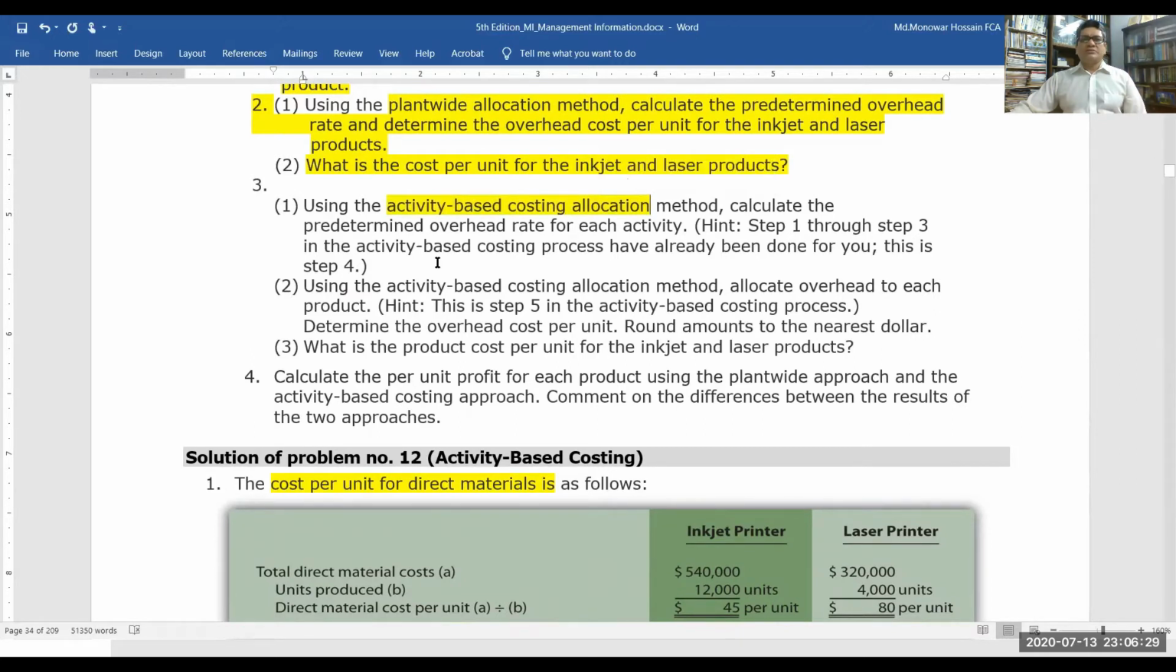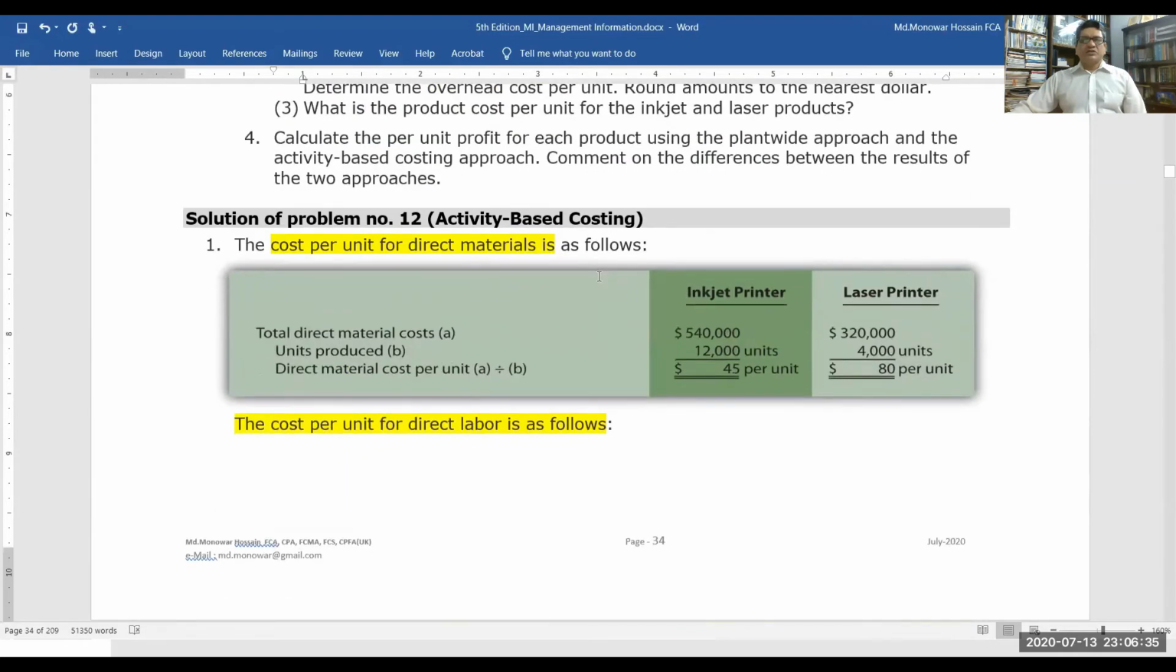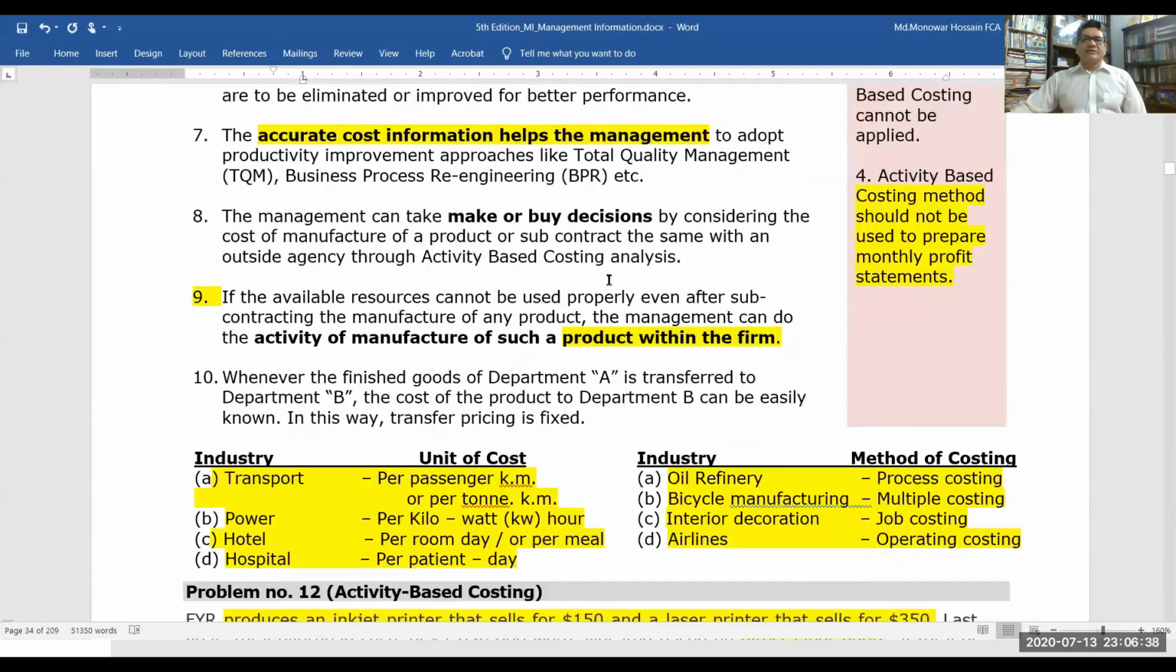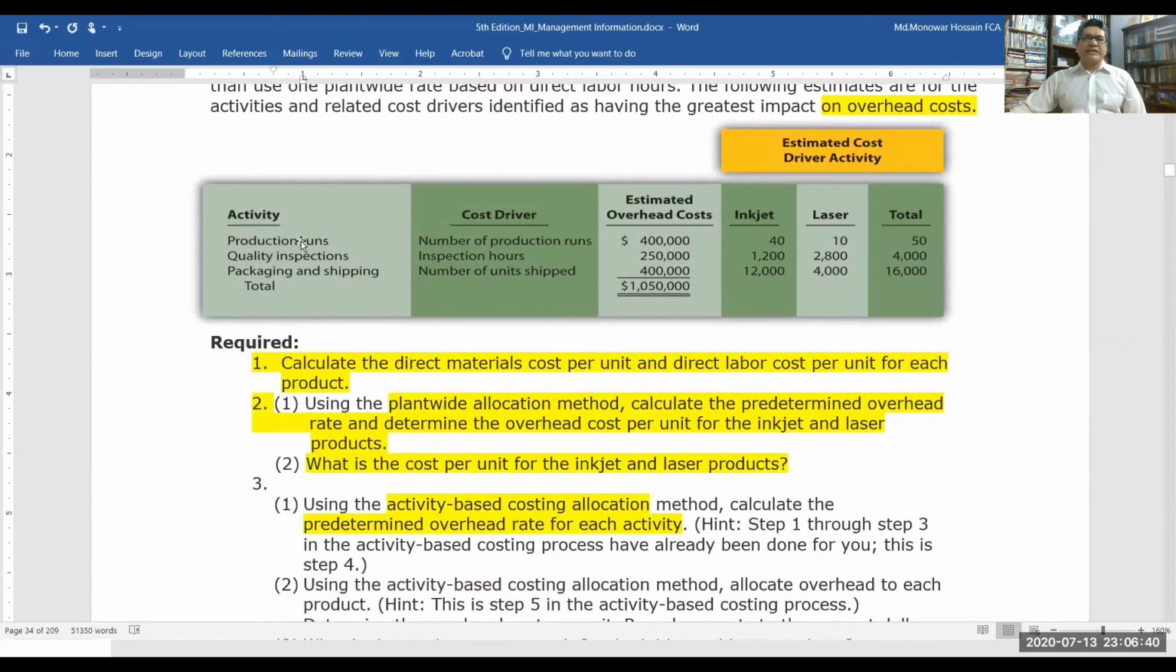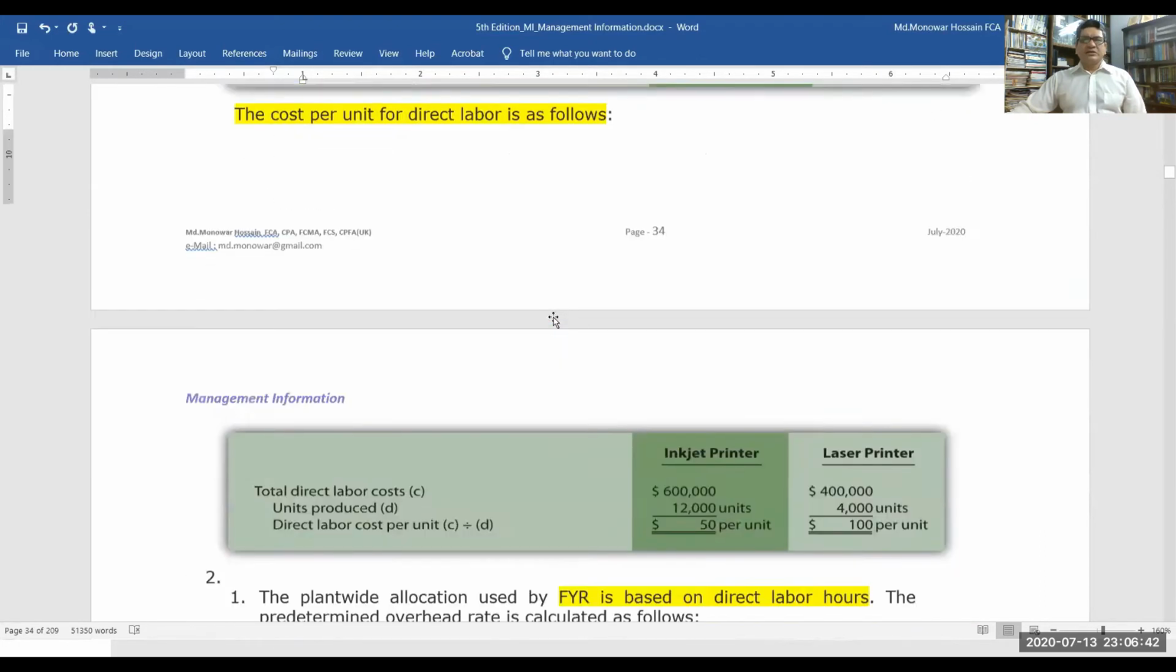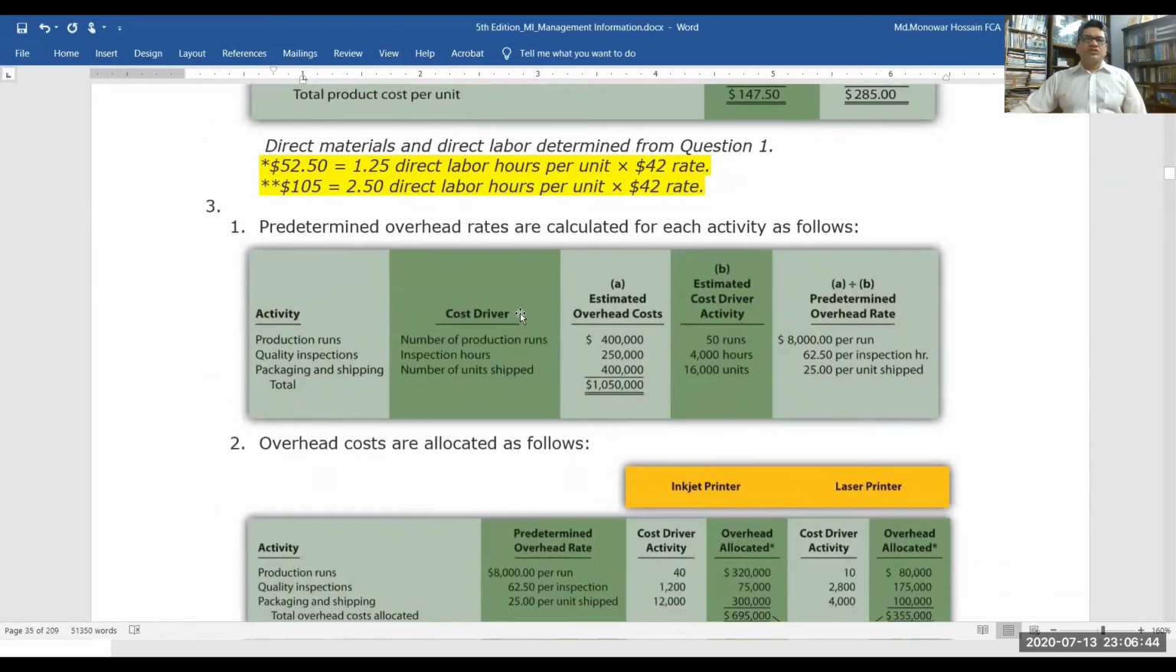Now requirement 3, using activity-based costing. Calculate the predetermined overhead rate for each activity. So we have seen here the activities. There are 3 activities.